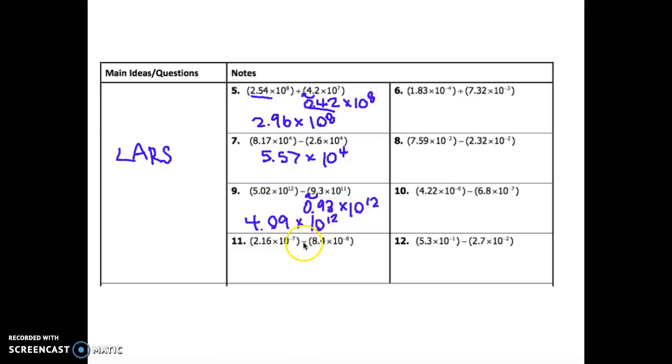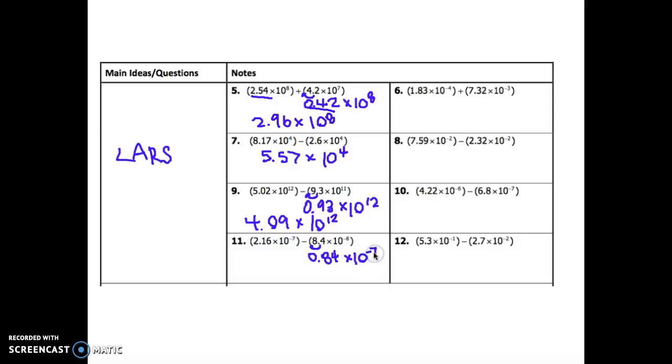One last one of these adding or subtracting. In this case, we're subtracting. We double check to make sure that they match. In this case, they don't. I want to go to the higher exponent, which is -7. So I'm going to change this -8 by moving one place. Therefore, we're going to be using 0.84 times 10 to the -7th power.